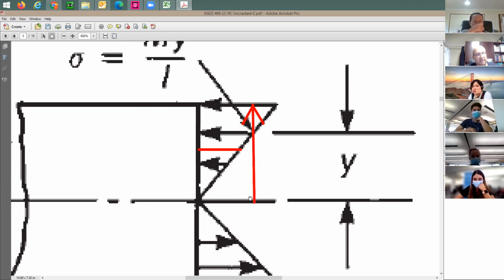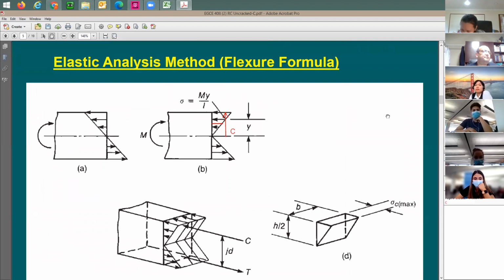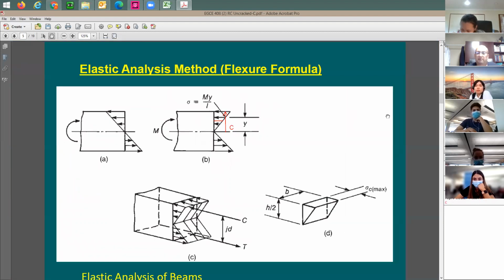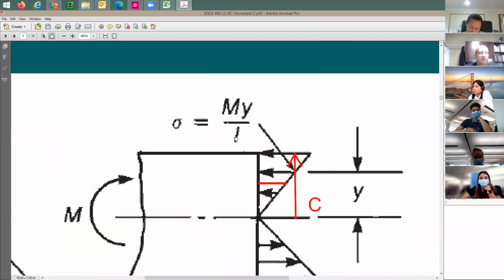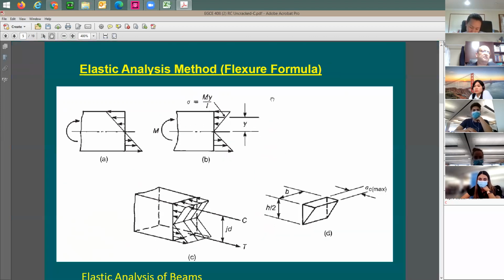This distance from here to there, we call this c, lowercase. So I'm going to use lowercase c here, the distance to use instead of using the term y. Now, in this case, I can say that the stress on the top is going to be equal to the moment divided by the moment of inertia multiplied by c instead of y. This term here, moment of inertia divided by c, we can call the section modulus, and we can use the term S for it.